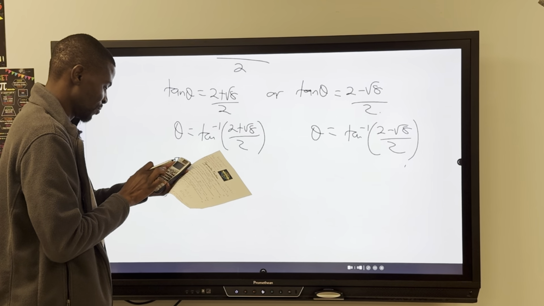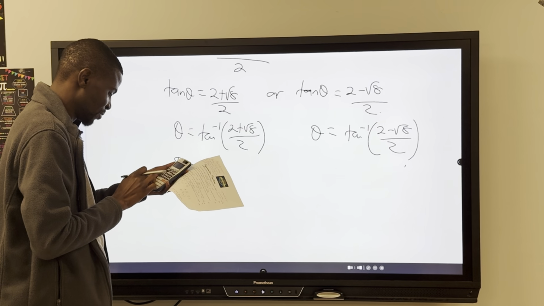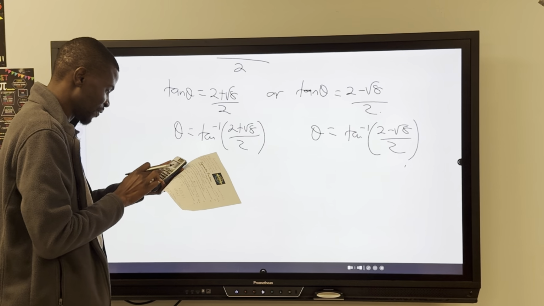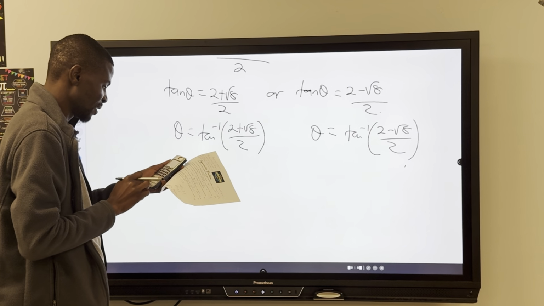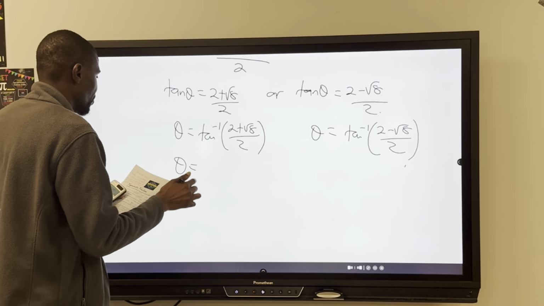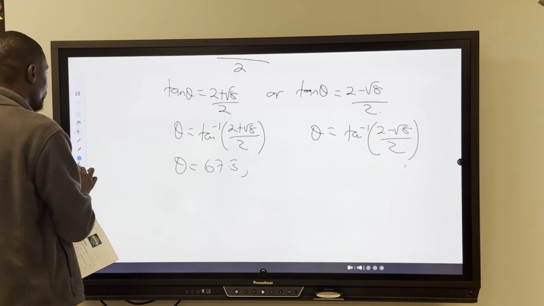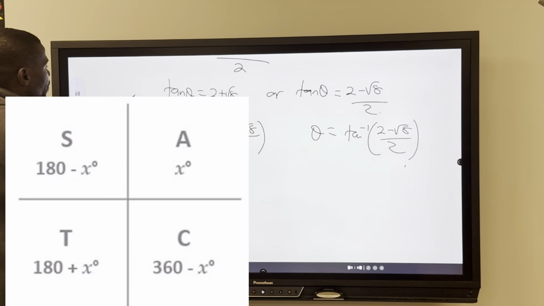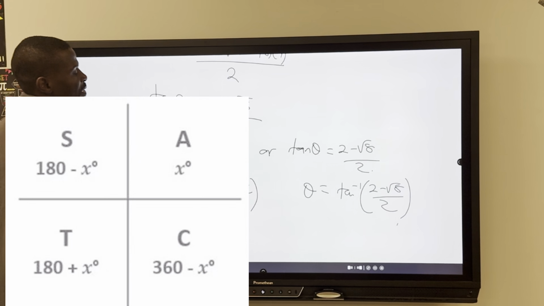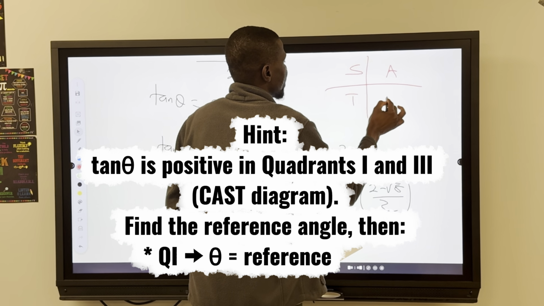All right, so arc tan of (2 plus square root of 8) over 2. So here I'm getting 67.5. But there's one thing that we need to know, right? Remember this, the CAST diagram, all students take calculus.